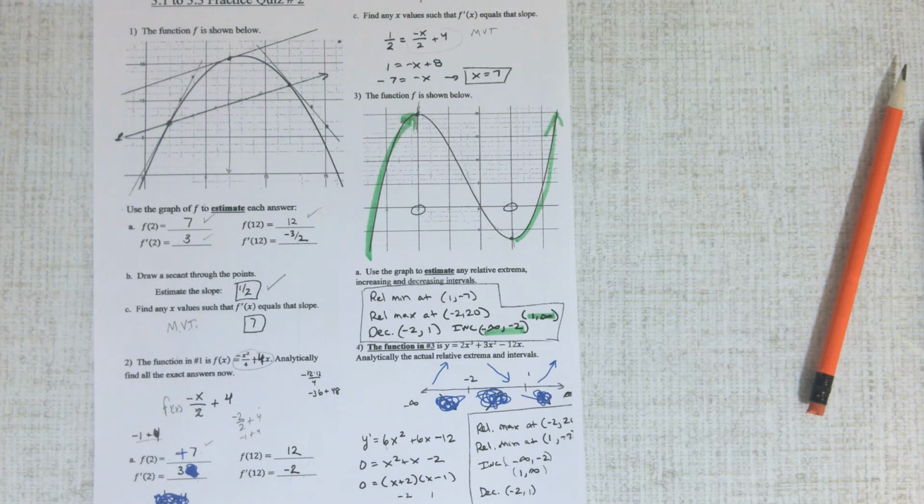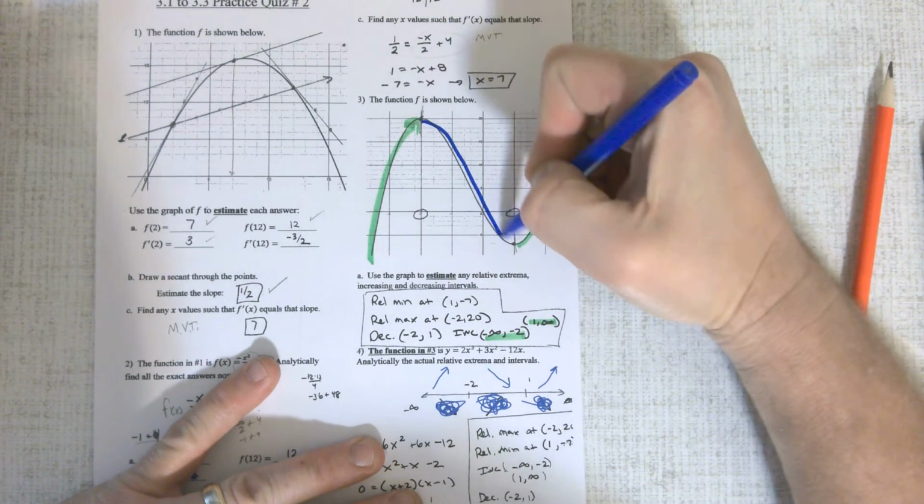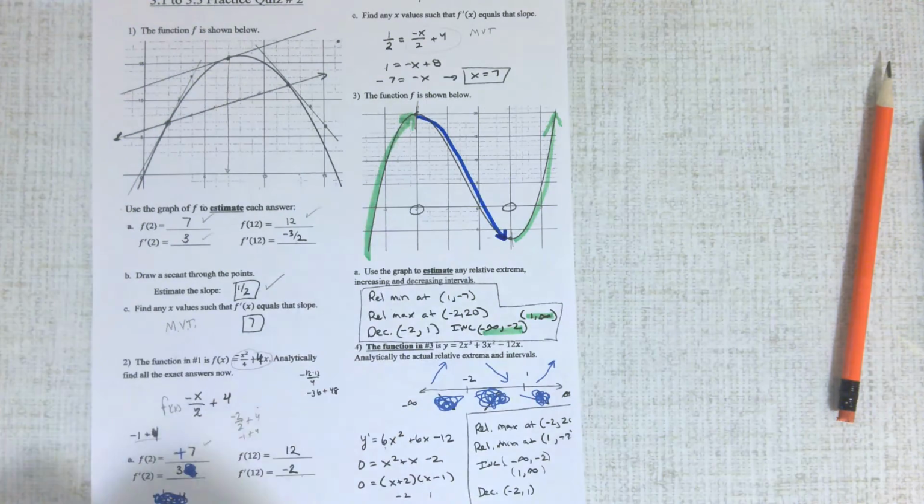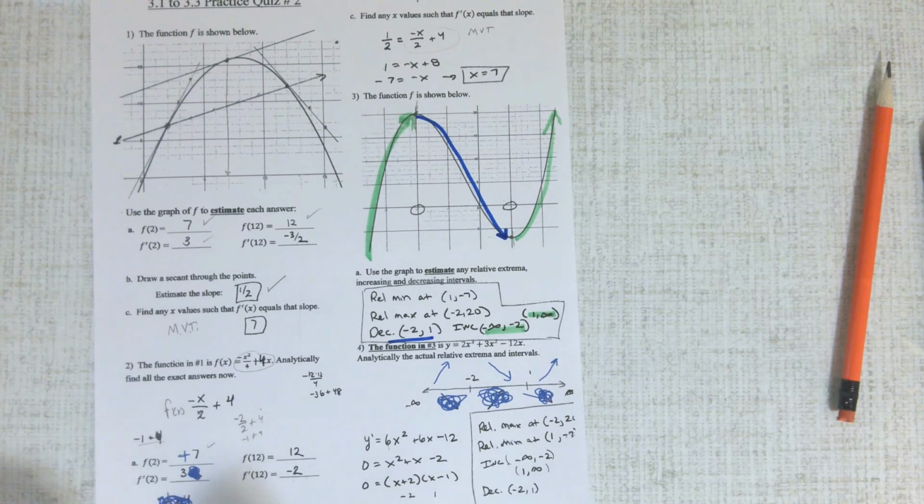And the other interval we have is a decreasing one. I'll put this in blue. Here's the decreasing interval right there. So there's a decreasing interval, and we have those two parts.